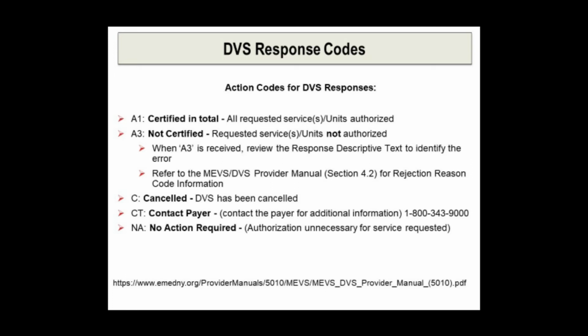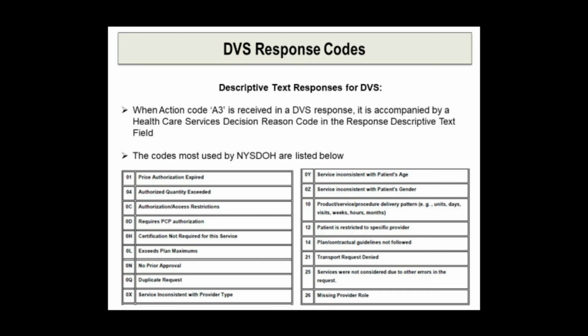Examples of DVS response action codes include A1, certified in total, all requested services units are authorized. A3, not certified, requested services units are not authorized. C, canceled, DVS has been canceled. CT, contact payer. And NA, no action required, authorization unnecessary for service requested. Examples of DVS descriptive text responses when action code A3 is received are listed here.